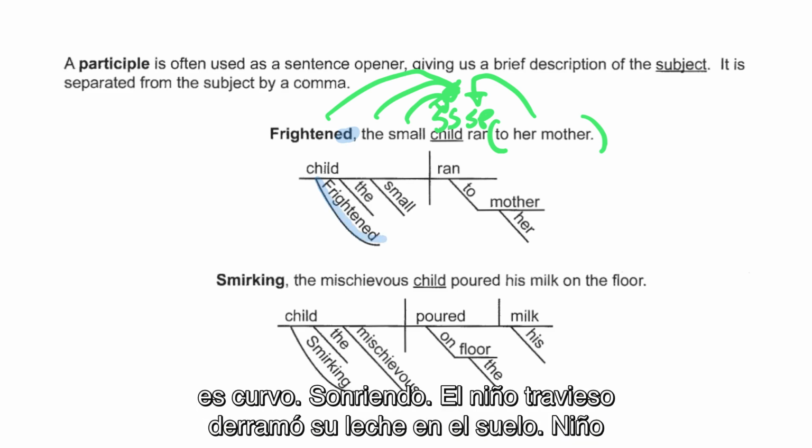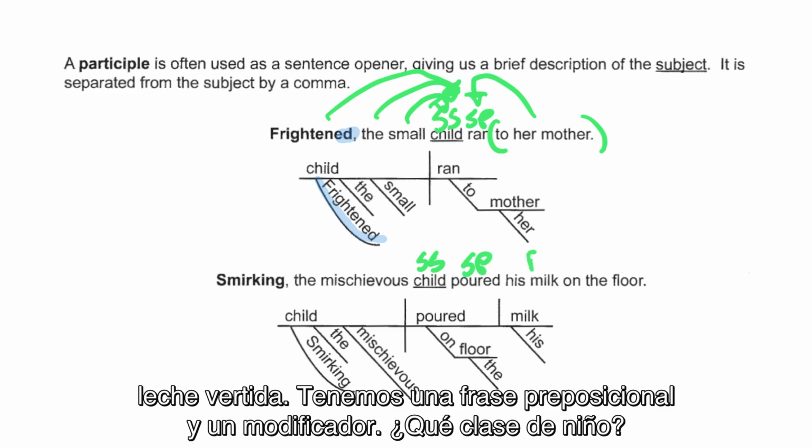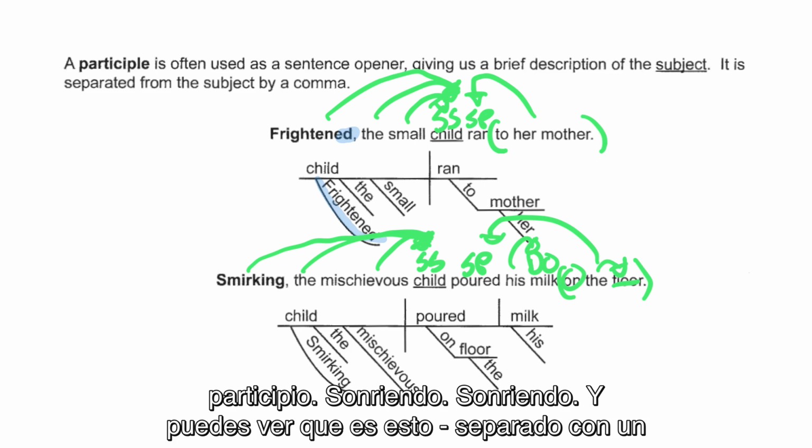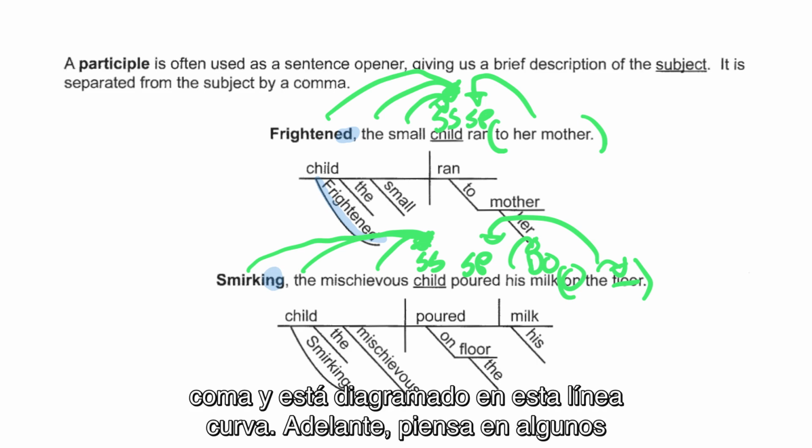Smirking, the mischievous child poured his milk on the floor. Child poured milk. We have a prepositional phrase and a modifier. What kind of child? Mischievous. Which child? The. And then another modifier. Our participle, present participle, smirking. And you can see it's this ing separated with a comma, and it's diagrammed on this curved line.